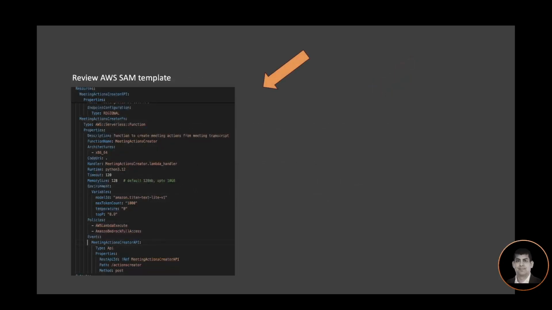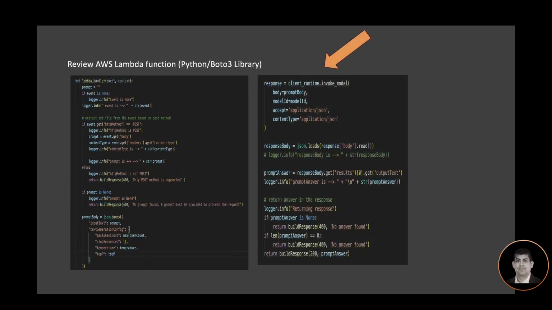Let's review our SAM template. I have a SAM template here, which is defining resources. One of the key resources here is our function, and another key resource is the API. Likewise, there is a Lambda function here. The Lambda function takes the prompt, invokes the Bedrock API, and provides the response back.